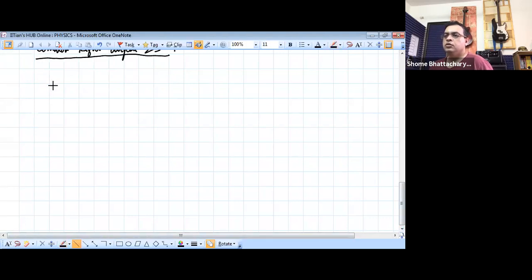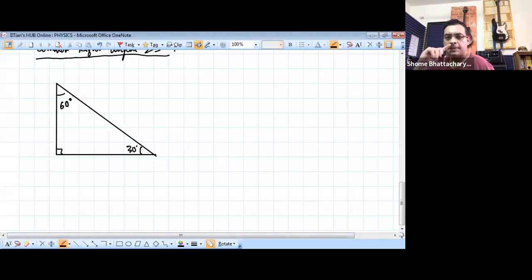One is this 30, 60, 90 triangle. If you draw it in this way, with this particular angle here being 30 degrees, then this angle here becomes 90 degrees, and that angle becomes 60 degrees.